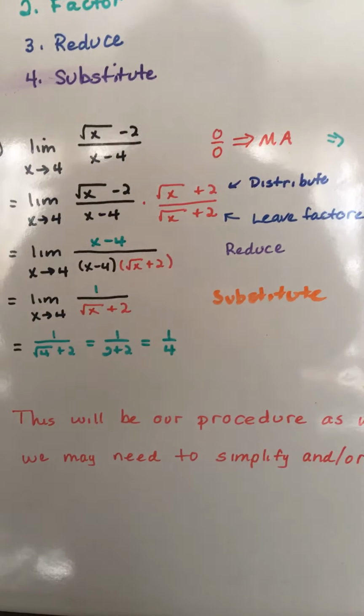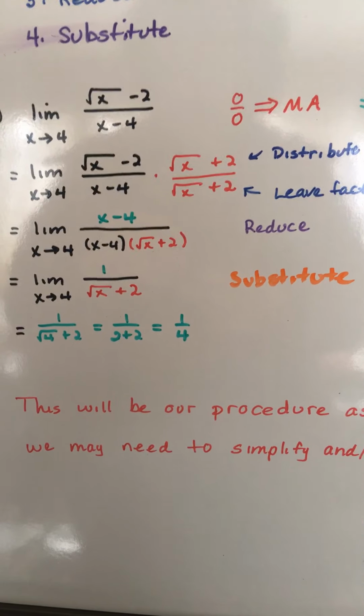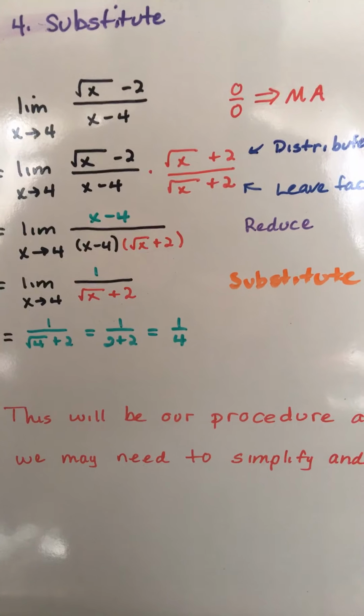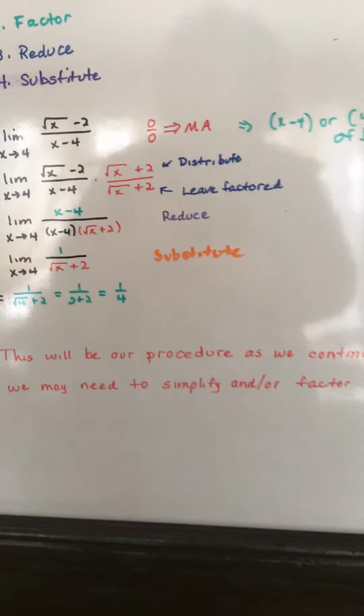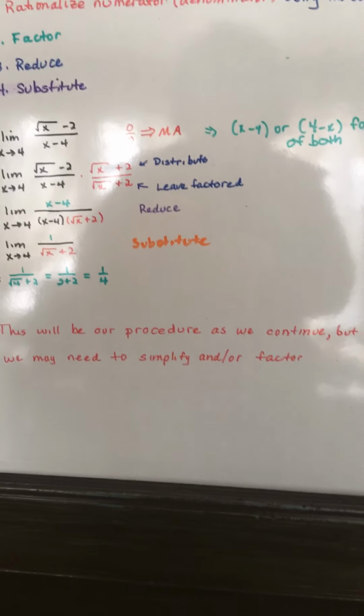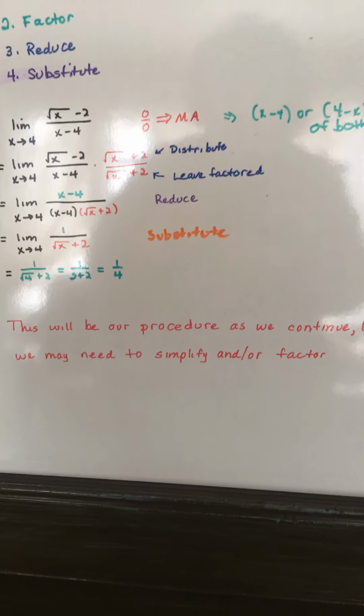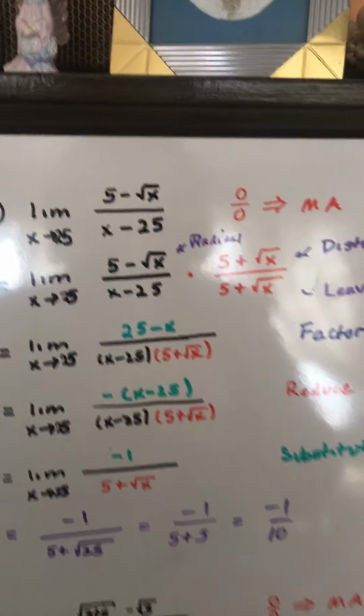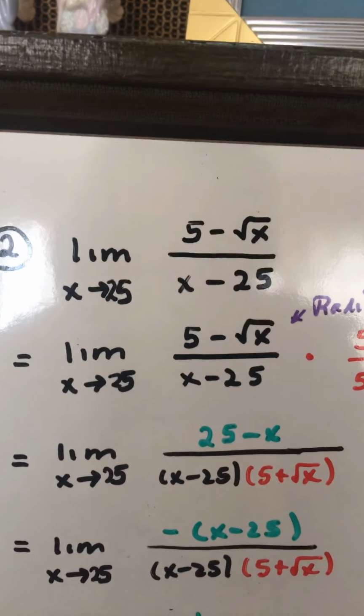And now I'm ready to substitute, and I get 1 over square root 4 plus 2, which is 1 over 2 plus 2, which is 1/4. This is going to be our procedure as we continue, but we may need to simplify and or factor some of these. So my next example, here we go.